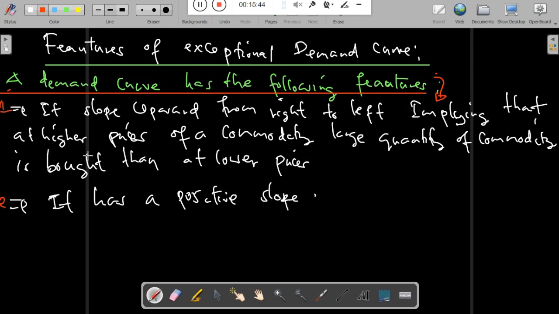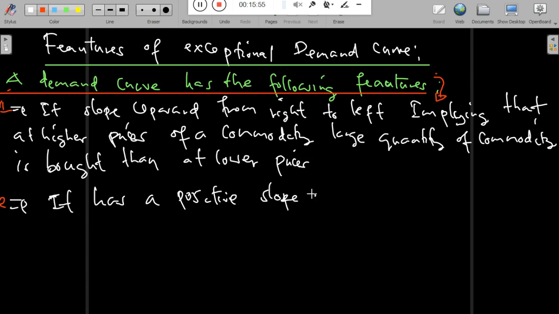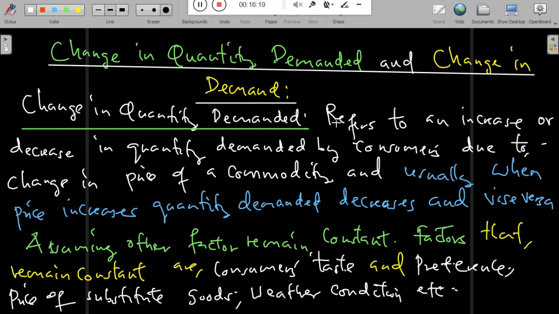Let's discuss a little about the features of the exception demand curve. A demand curve has the following features. First, it slopes upward, as I told you earlier, implying that at higher prices of commodities, a larger quantity of commodities is bought than at a lower price. And second, it has a positive slope. This means that the slope is positive because of the positive relationship between the price and quantity demanded, as you can observe.